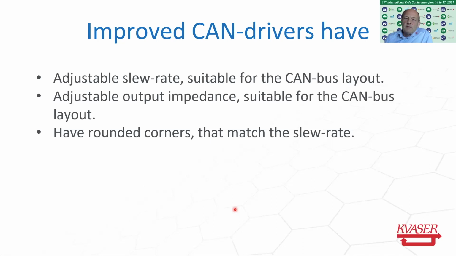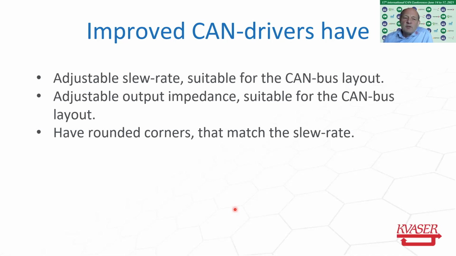So the best is to match the slew rate to your CAN bus layout and use as low a slew rate as possible, so you don't force it into oscillation. Because if you don't have high energy, there's no way it can oscillate at high frequency either.